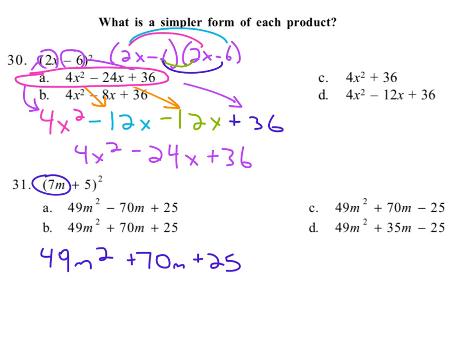Okay, so quick rule there. That squared goes here, that squared goes here, and these two multiplied together and then doubled goes there. And that's what we get. So what is our answer? 49m squared plus 70m plus 25, and that is B. So let's get those out of there and mark our answer as B.